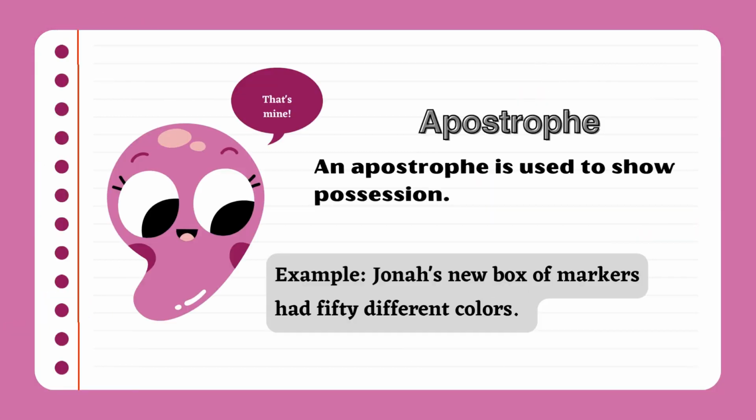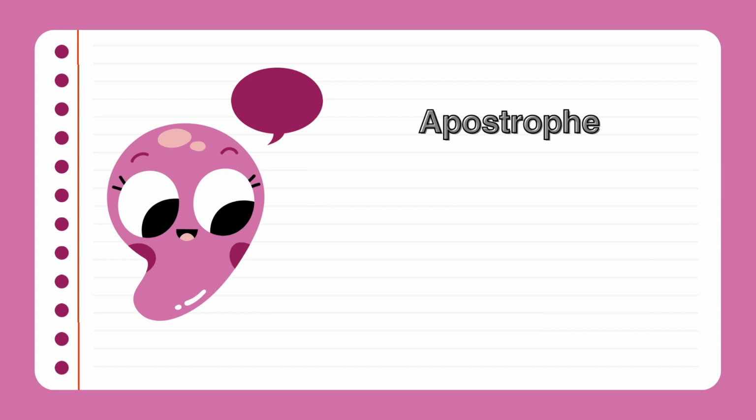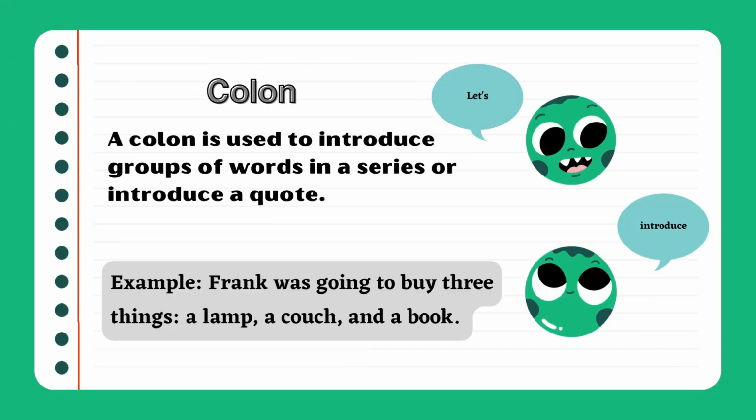An apostrophe is used to show possession. For example, Jonah's new box of markers had 50 different colors. A colon is used to introduce groups of words in a series or introduce a quote. For example, Frank was going to buy 3 things: a lamp, a couch, and a book.